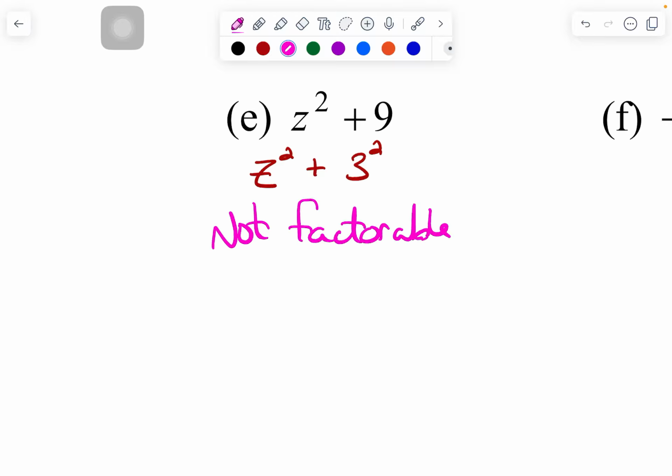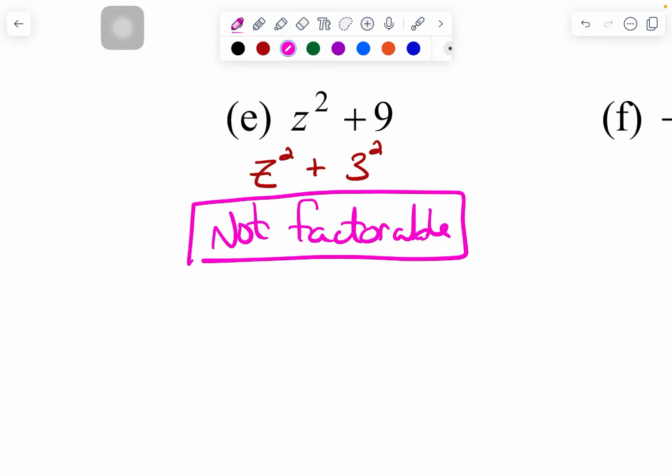Okay, don't get hung up, don't get weirded out because, but look, it can be rewritten, it doesn't matter. It's the difference of perfect squares for a reason. There is no difference here, meaning no subtraction or no negative sign. You do not have a factorable example here for part E.